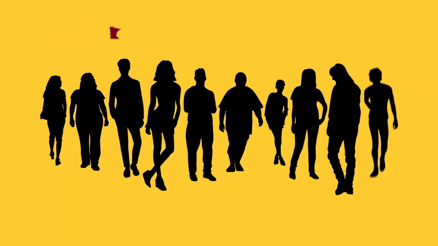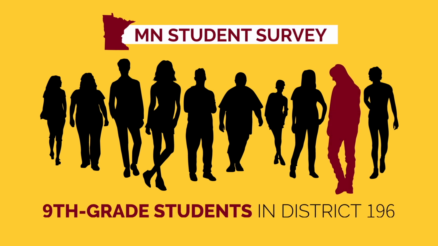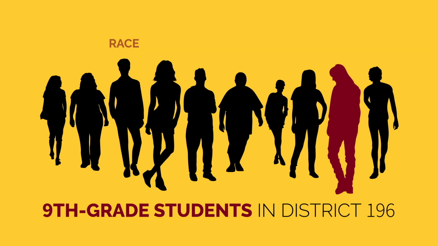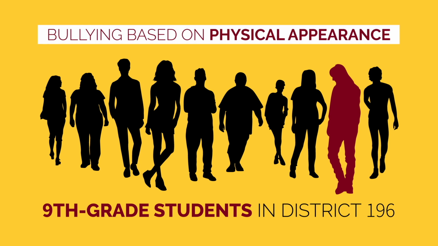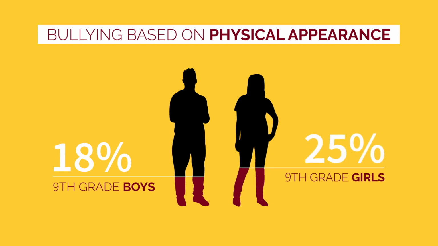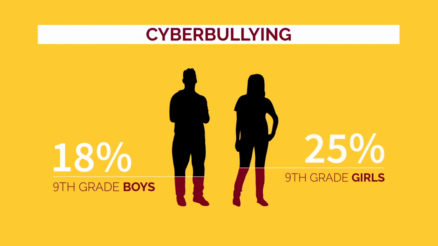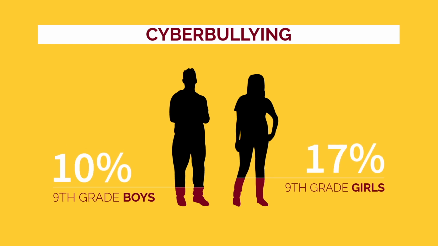Previous responses on the Minnesota Student Survey show that approximately 1 in 10 ninth grade students in District 196 reported being bullied on the basis of race, ethnicity, national origin, religion, or gender. Bullying based on physical appearance was reported by 18% of ninth grade boys and 25% of girls. And cyberbullying was reported by 10% of ninth grade boys and 17% of girls.